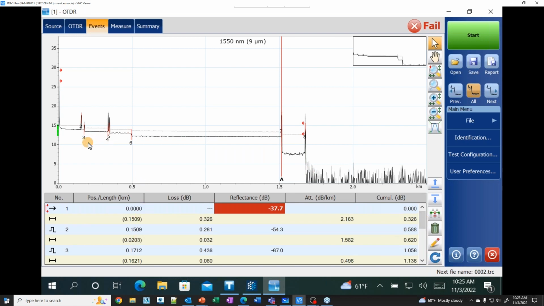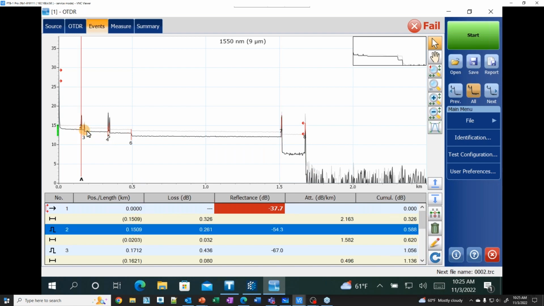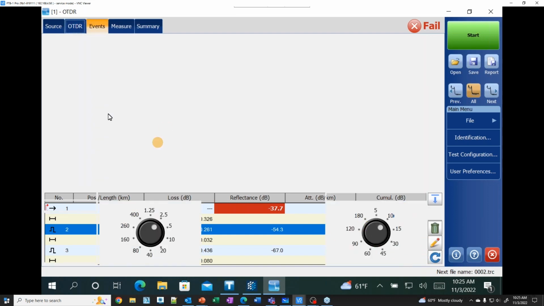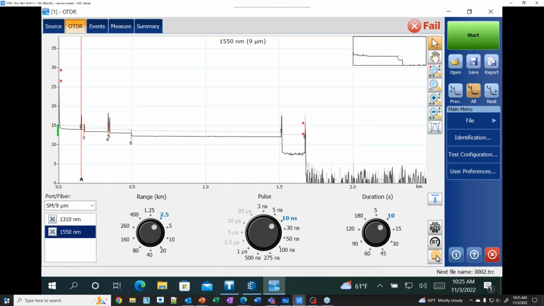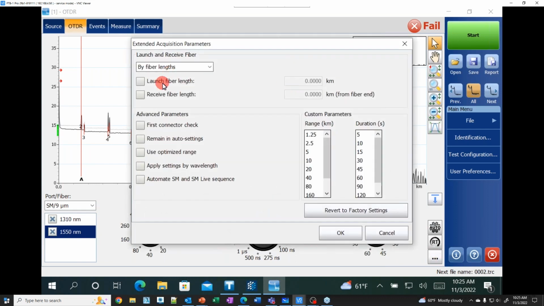So I'm going to look here. I didn't null out my launch cable, but I will during the next test. I like to do one test with no launch cable nulled out so I can measure what it is. And so in this case here, we see what the launch cable is, it's 150 meters basically. So 0.1509. I'm going to go ahead and put that in there now, just because I have it fresh in my mind. So in our OTDRs down here, I'll go to launch fiber.